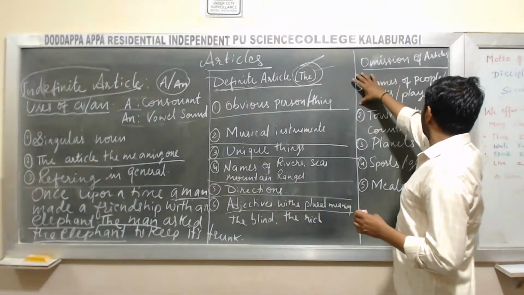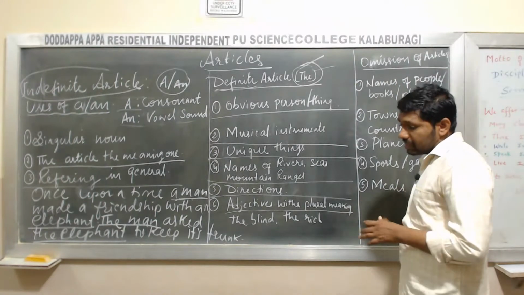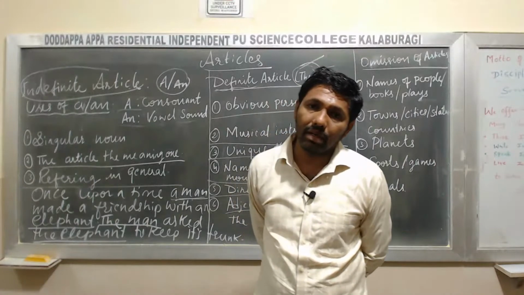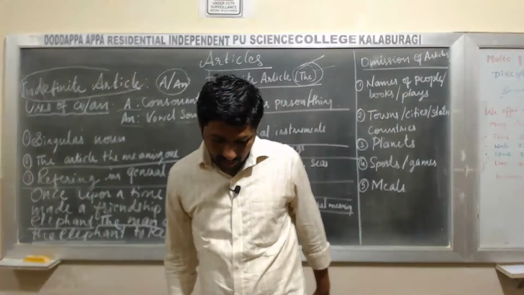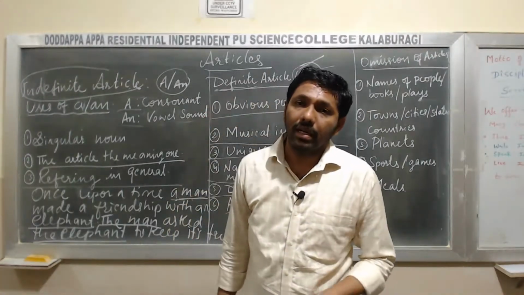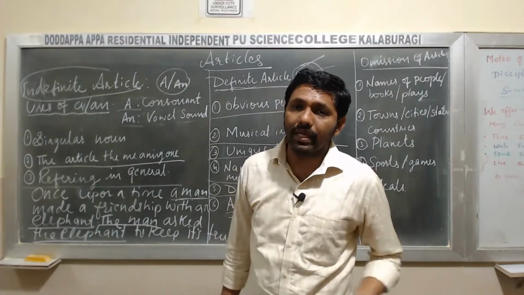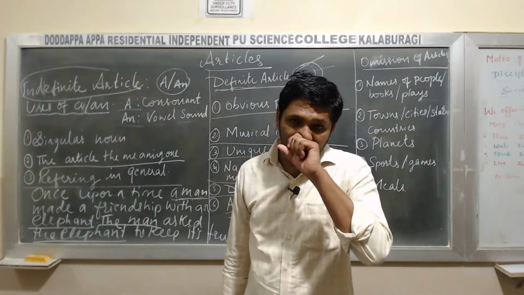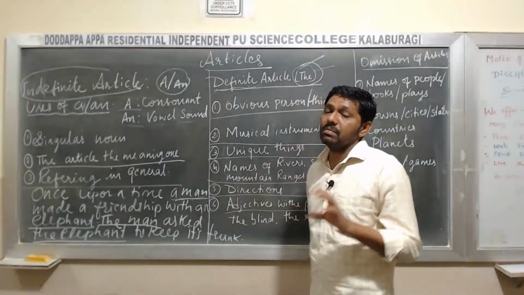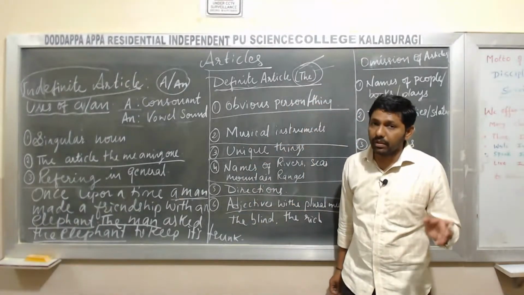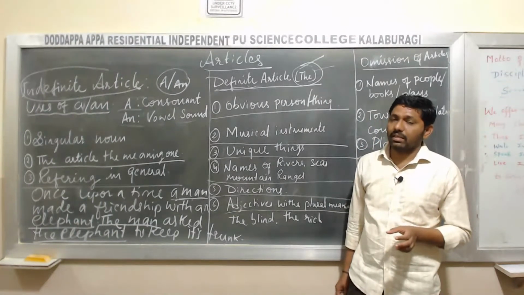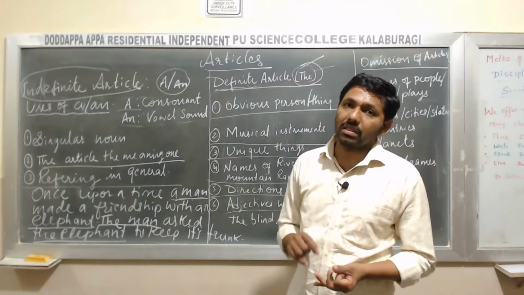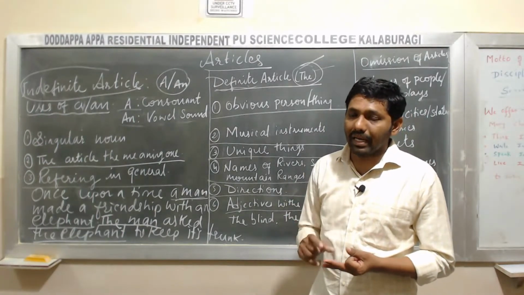With the names of people, we should drop the. We should not say the Mark, the Romeo, the Juliet, the Tamanna, the Basavaraj. We should drop articles wherever names appear. We should not use articles with names.